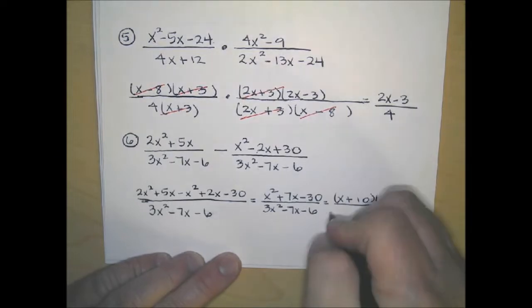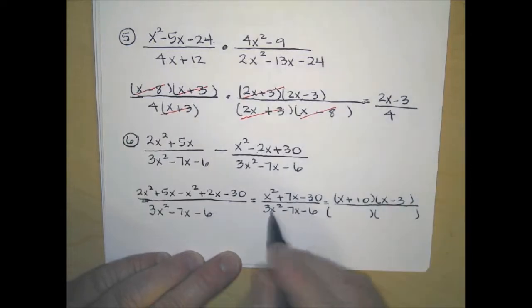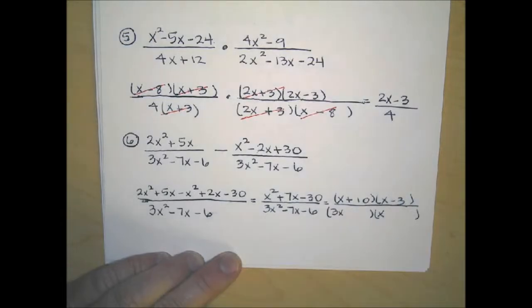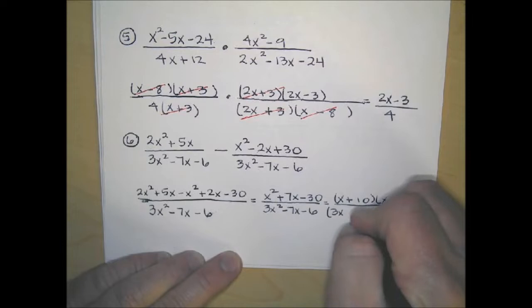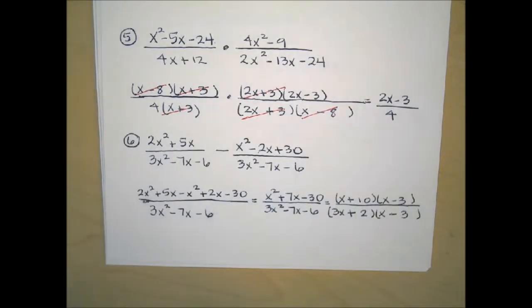Now down here on the denominator, again we have another guess and check. 3x squared would be 3x and x. Okay. The 6 can either be 1 and 6 or 3 and 2. Okay. My guess is that it's a 3 and a 2. And in order to get a negative 6 on the end, but a negative 7 in the middle, that would have to be negative and that would have to be positive.